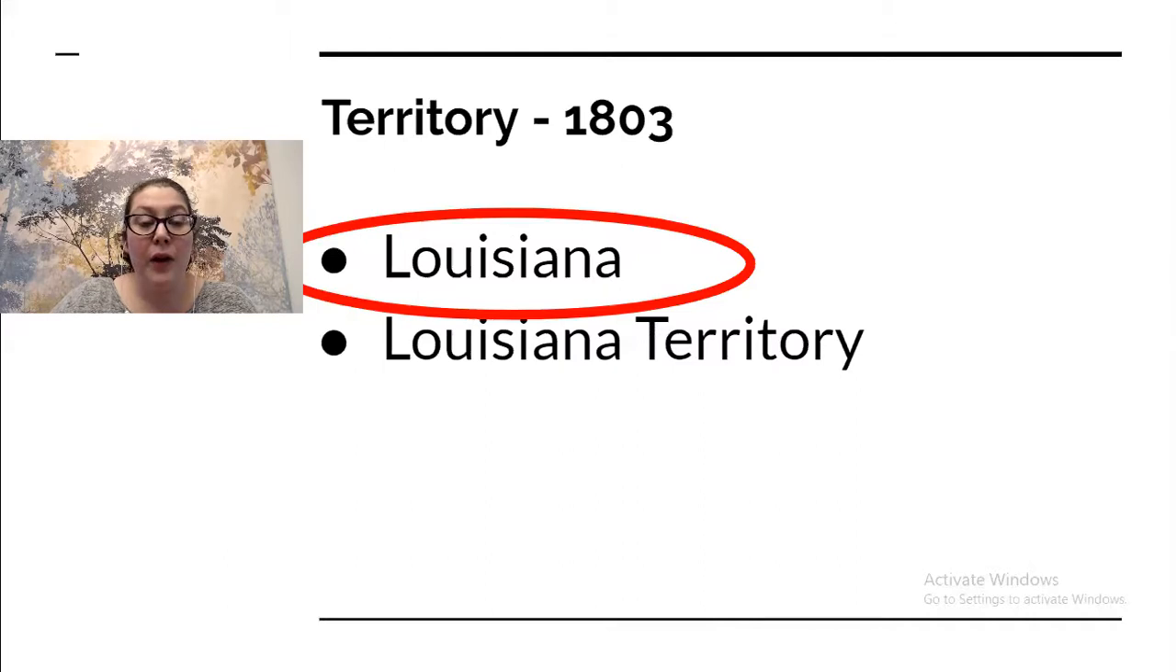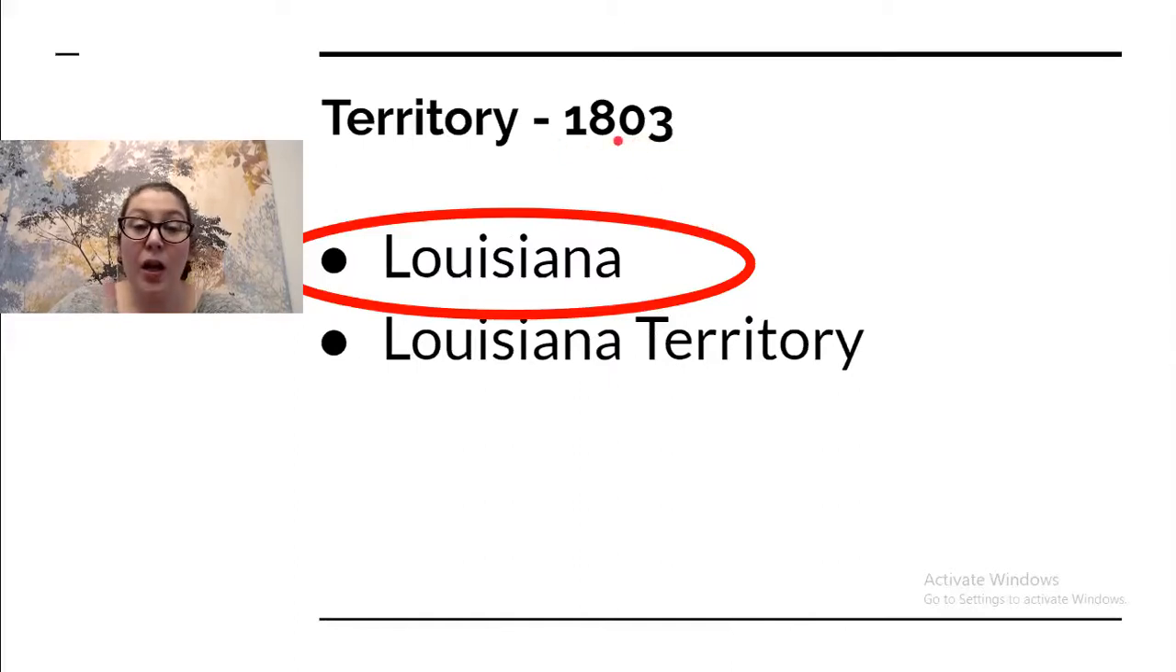If you hear the words territory and 1803, they are asking, what territory did the United States buy in 1803? Listen for those words, territory and 1803, and you will know the answer is Louisiana. Louisiana Territory, or Louisiana. So again, the question is, what territory did the United States buy from France in 1803?